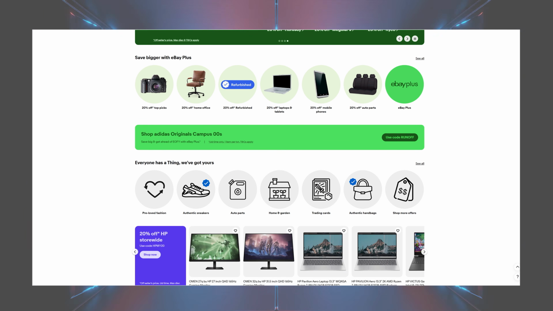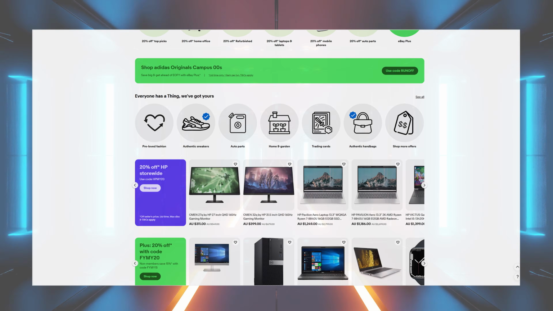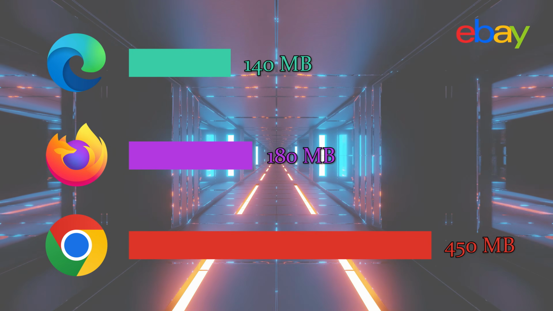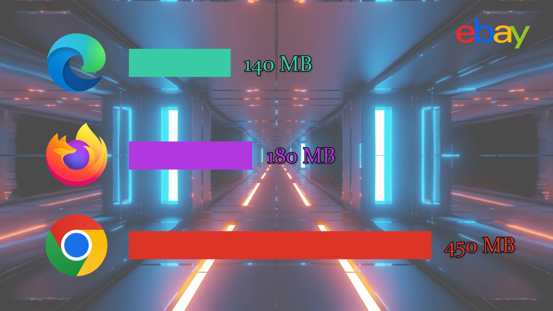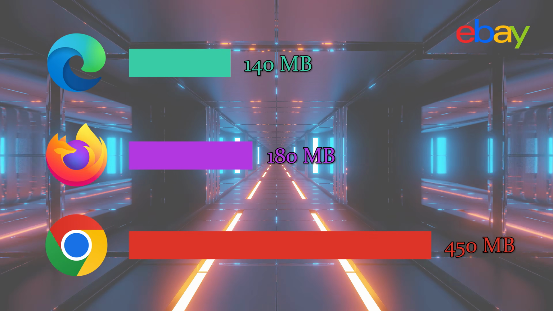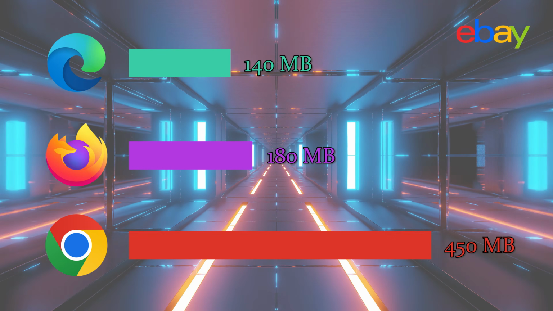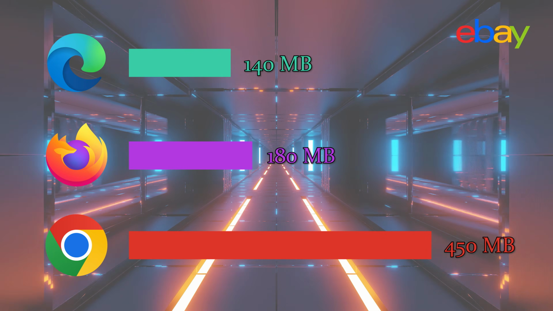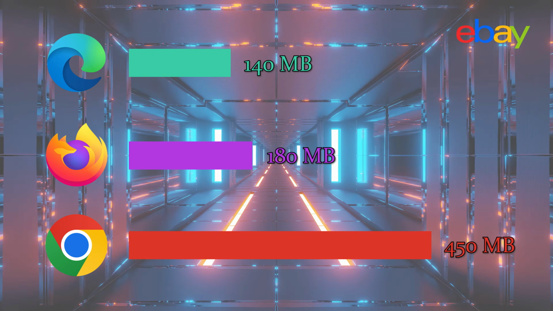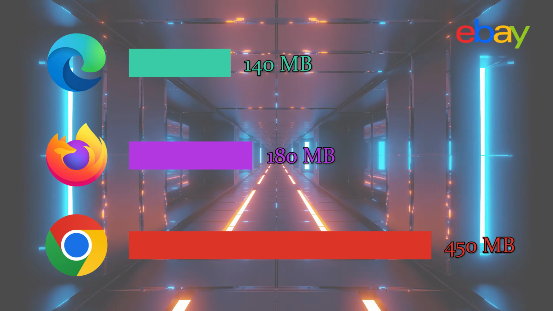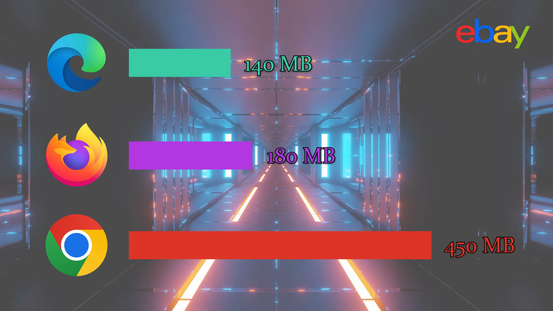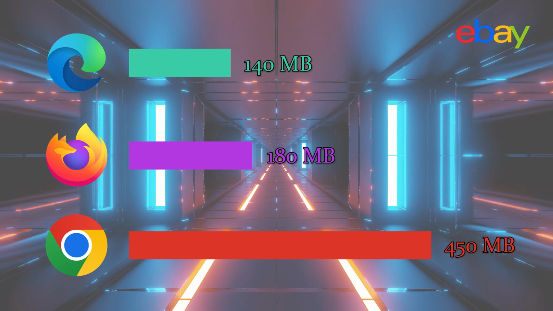Last but not least, eBay was also interesting. Taking a look at the eBay homepage, which features visual elements, Edge was the most efficient here, using only 140MB of RAM. Firefox performed similarly but not as good, using a bit more RAM at around 180MB. On the other hand, Chrome did the worst here, and by that I mean significantly worse than the other 2 browsers. Chrome ended up using around 450MB of RAM.